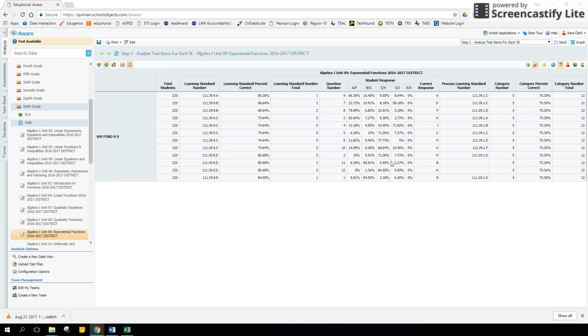Other things could be miscalculations, and all those kinds of things. Some could be they guessed. Some could be that you had not actually gotten a chance to teach that section.